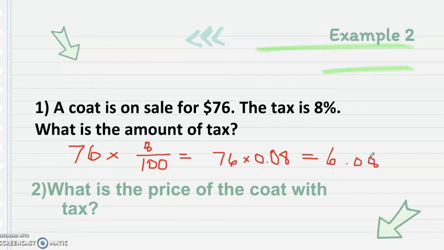Then it asks for the price of the coat with tax, including the tax, and so now we have to add $76 plus $6.08. So sorry that I do not have a touch screen there. Okay, and we get $82.08. And don't forget your $ sign. We are dealing with money.